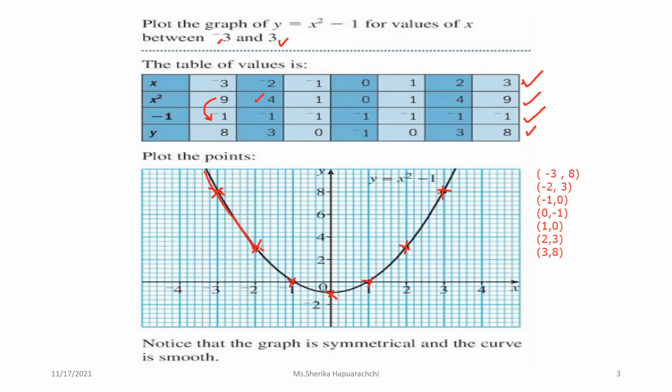Now, according to this, you can see and notice that the graph is symmetrical and the curve is smooth. According to this, we can identify our line of symmetry. I will change the color and show it. This is my line of symmetry. According to this equation, that means x equals 0. So let's move to the other one.